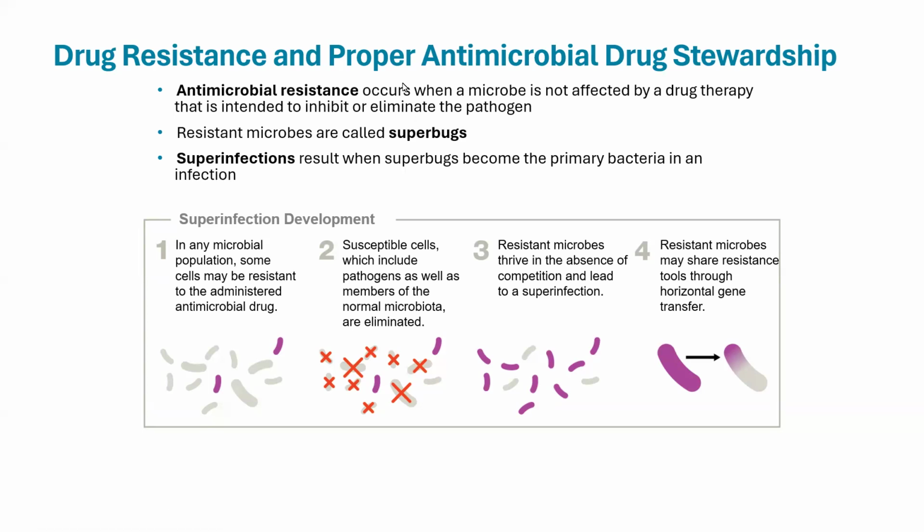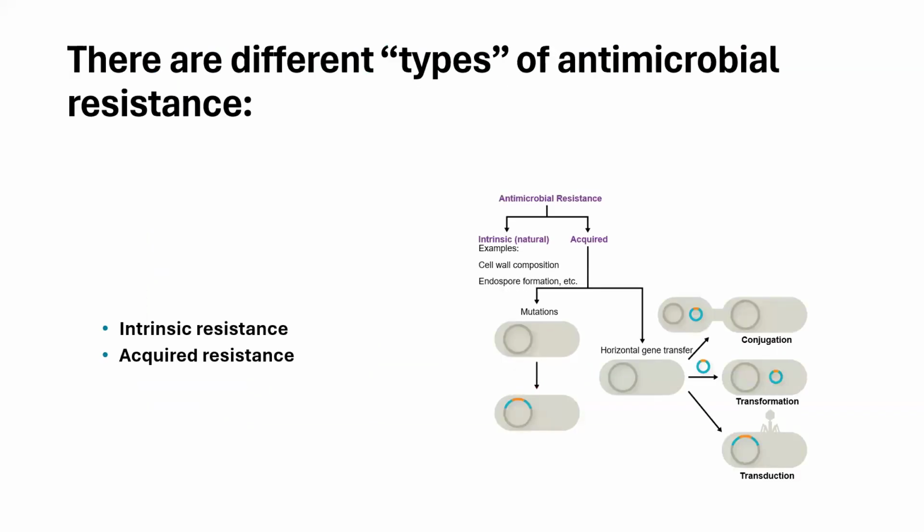Now, this down here shows you this idea that you can have resistant organisms. Susceptible organisms die when they receive the treatment, and then those resistant organisms thrive and grow in abundance. And then they may also transfer that resistance to other organisms.